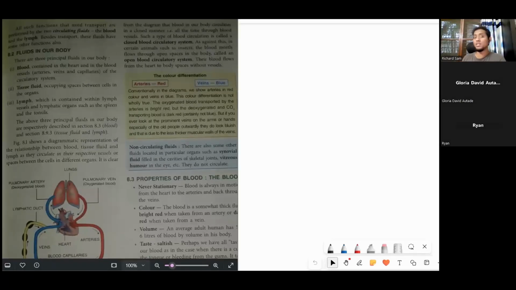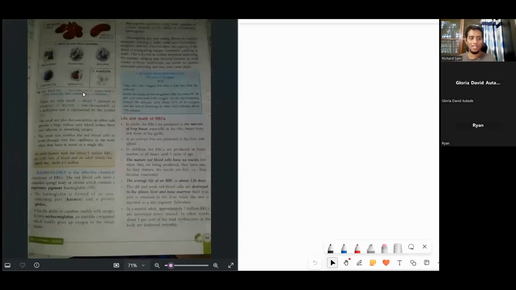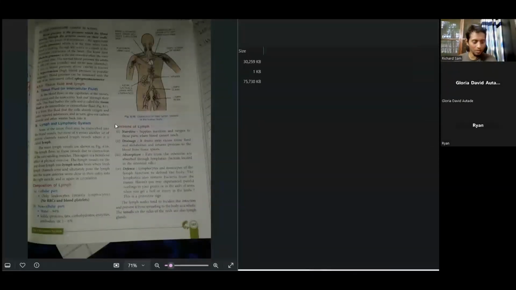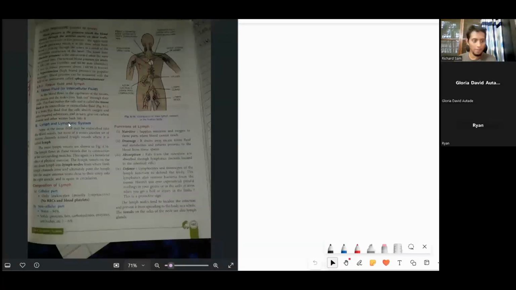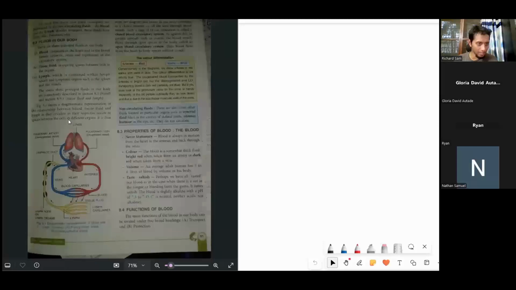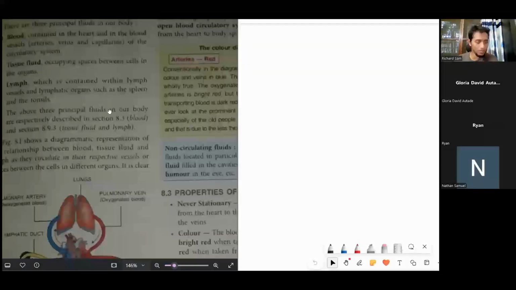Now there are two fluids that circulate in the body, not only blood. There's one more fluid. What is that called? Blood is not the only one; there is also lymph. Now, what is this lymph? In the last part of the chapter, you'll be studying more about the lymph and its functions. That's the last topic in this chapter, but in the beginning, they're explaining a little about what the lymph is.